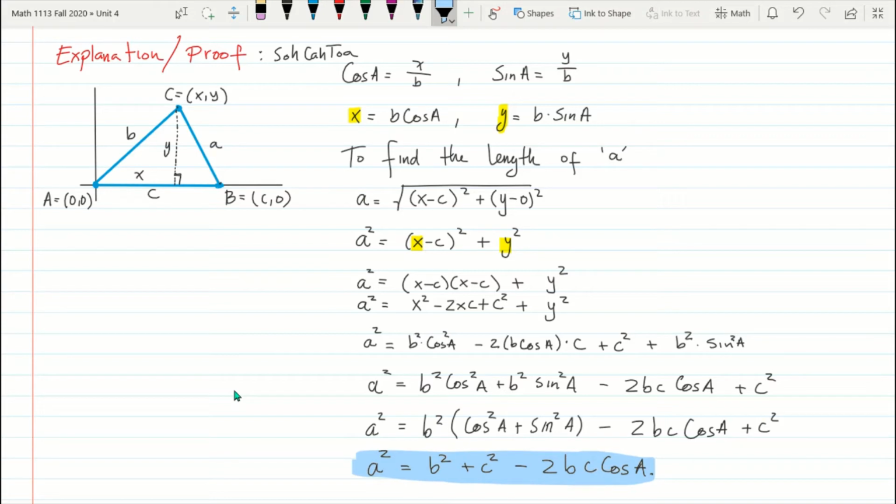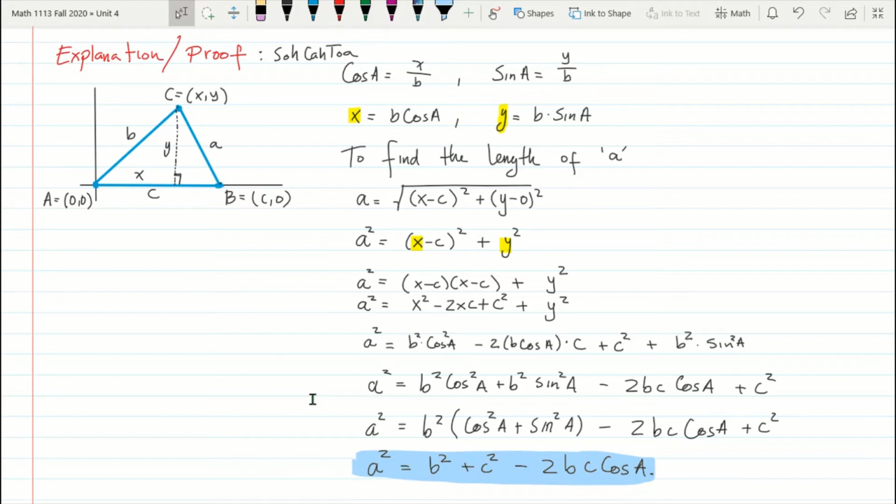A squared is equal to b squared plus c squared minus 2bc times cosine of A. And so that's one of them. And if you were to look for the length of B or the length of C, you're going to find that it is the same process, right? You're going to do distance formula between the other 2 points, plug in the corresponding values, reorganize, and then you will be able to find the other definition.